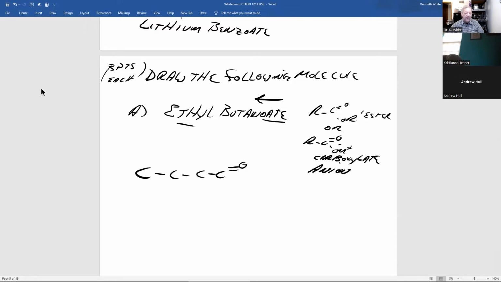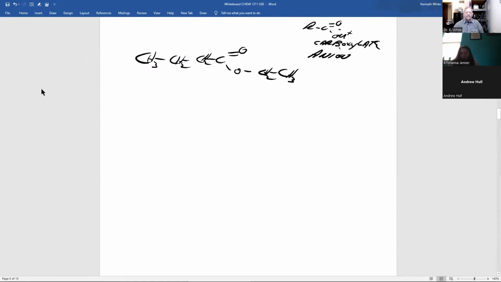The end carbon, I'm going to do it always on the right. You can do it on the left, but I don't. It is a carbonyl with an oxygen. And because it's an ester, the first name tells me what R prime is, and that's 2 carbons. I know there are 4 bonds to carbon, so I can put in my hydrogens. And that's how you do it.